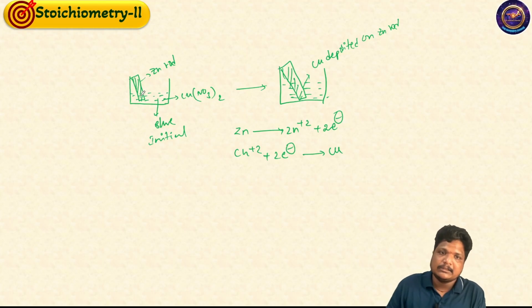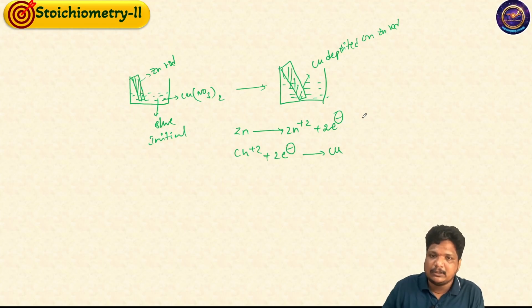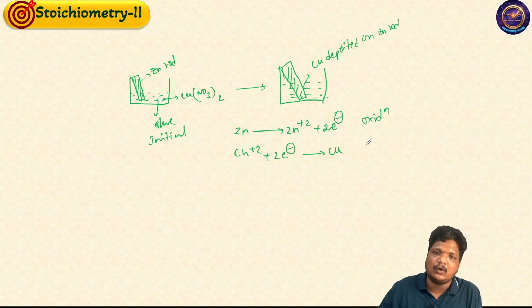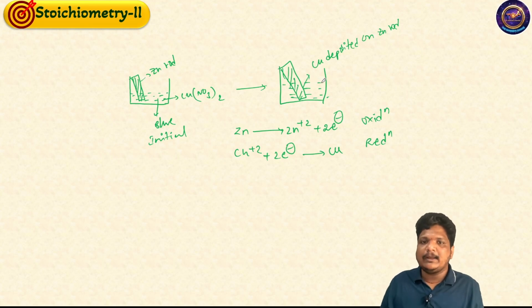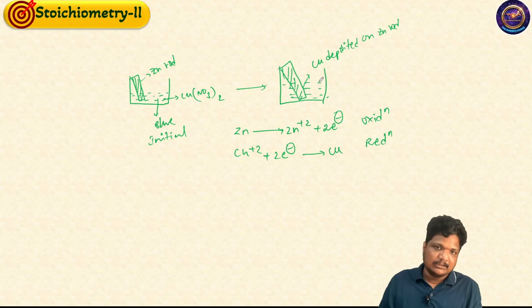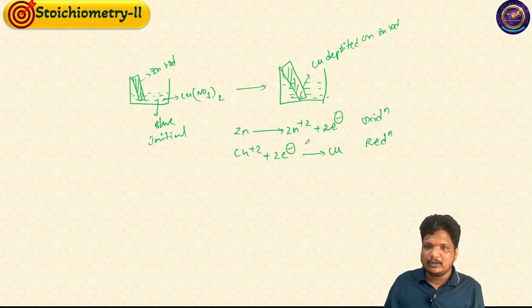So here zinc will undergo oxidation, and copper will undergo reduction. In this way, a deposition of copper on the zinc rod will be observed. This is the electrochemical phenomenon, and it is due to the redox potentials. Based on the redox potentials, we can observe these kinds of changes. Okay, so this is about the applications of these redox reactions.